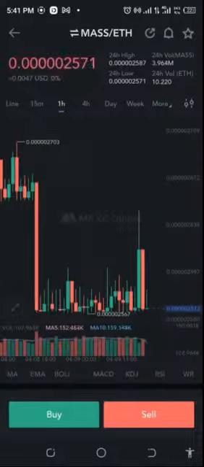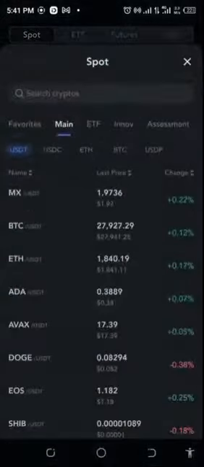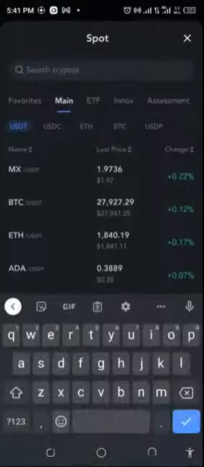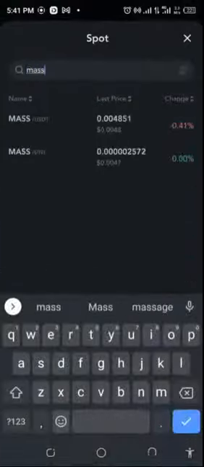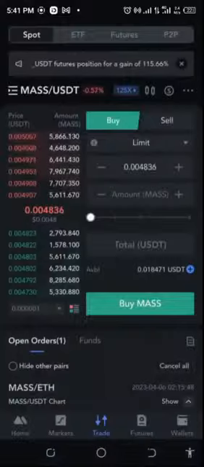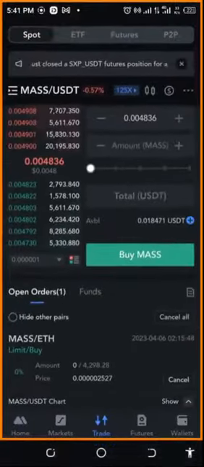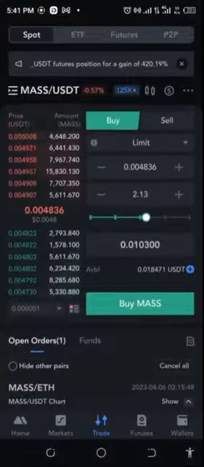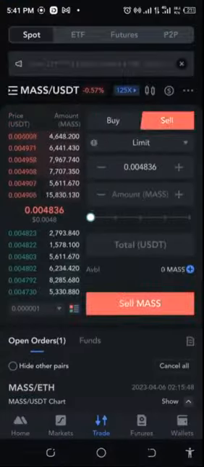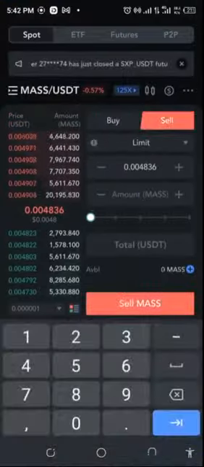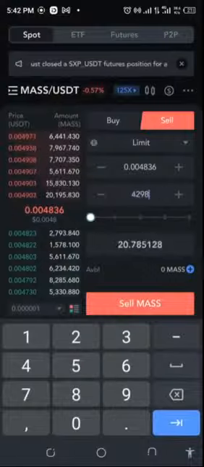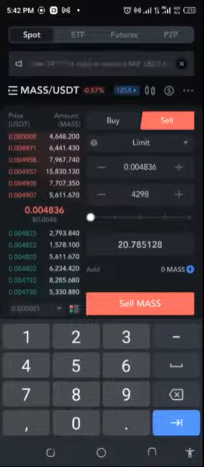And if we're able to get it to 2527, then we can come back to MASS USDT. So let's go to MASS USDT. Then we'll be able to sell. So let me see what will happen. How much do we have? We have 4298. So if I click on sell and put 4298 quantity, I'll still make profit. So that is obviously sure that I'm going to make profit.